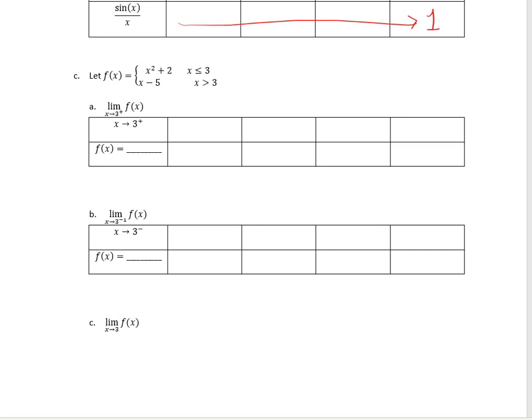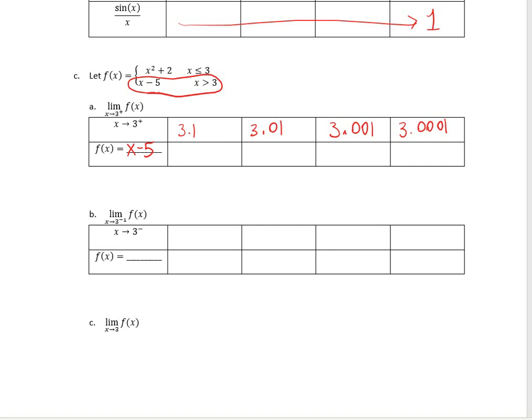That means we're going to be choosing values of x that are greater than 3, which means we're going to be using this bottom one. So when we plug that in to get our y, we're plugging it into x minus 5. We're going to be plugging in values greater than 3, so let's do 3.1, 3.01, 3.001, and 3.0001.